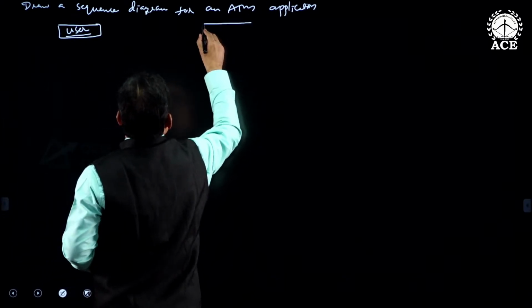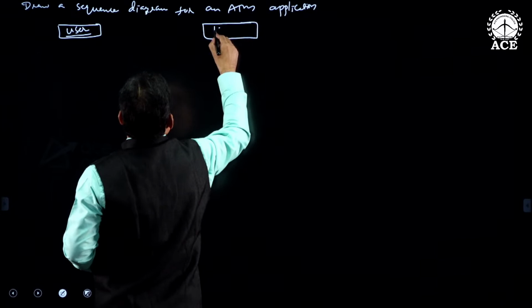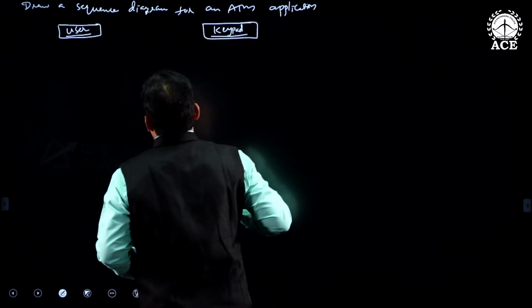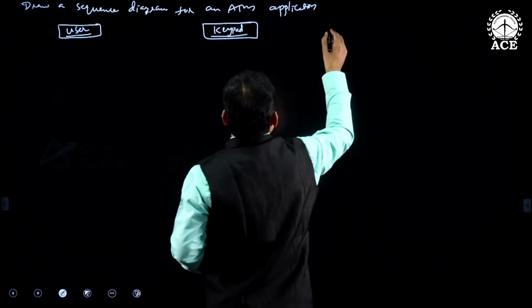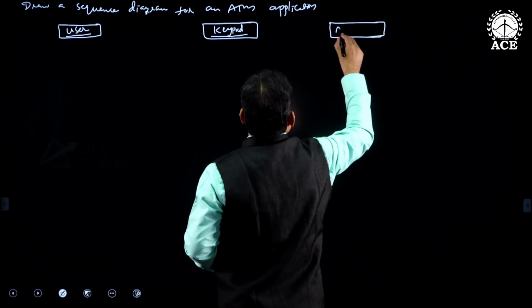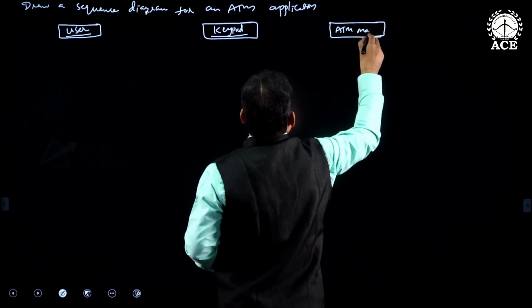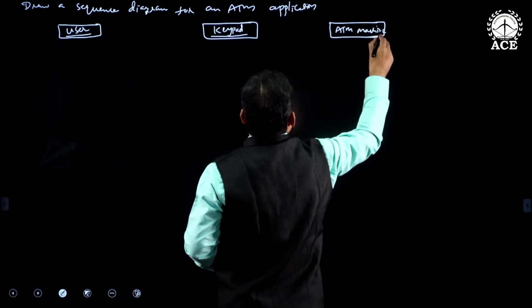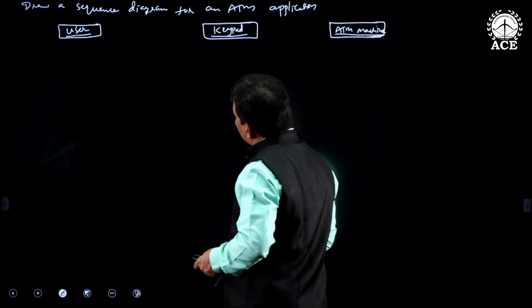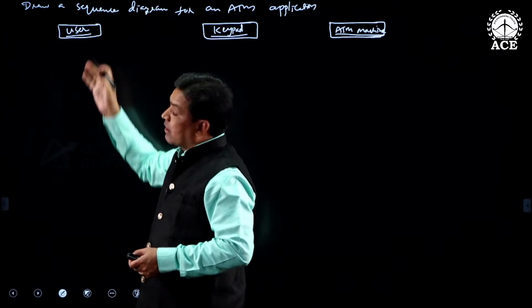One more object which we are going to identify is the keypad. Keypad is one more object. One more object, ATM machine. So we identified 3 objects for the ATM application, right? If you give an underline, that represents objects.